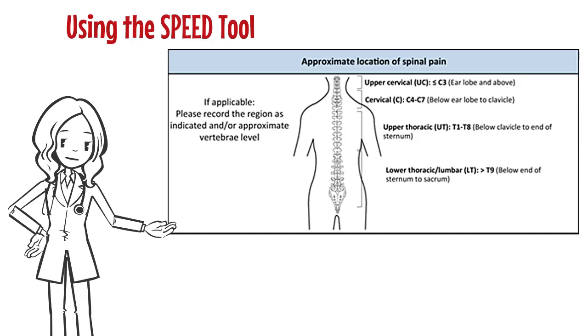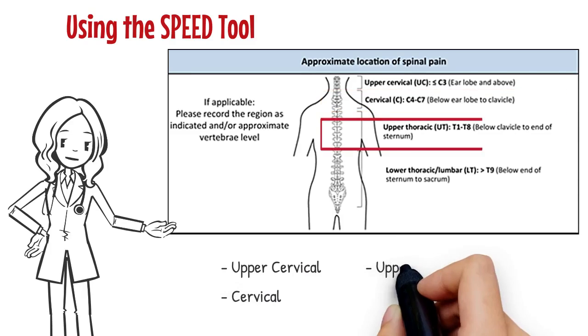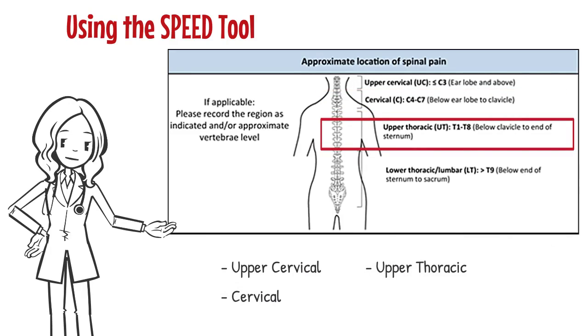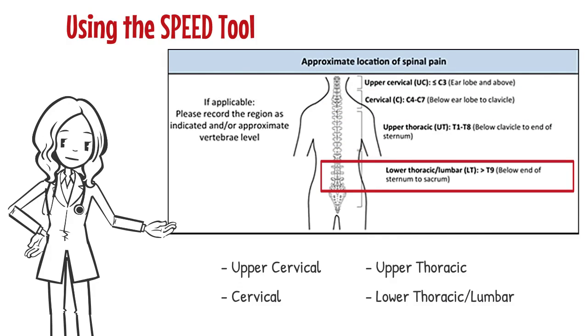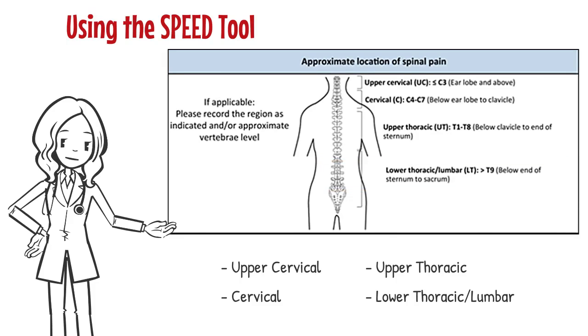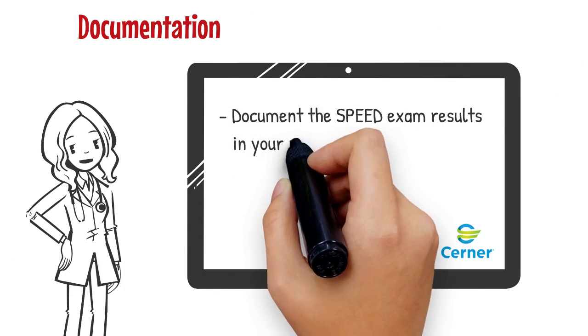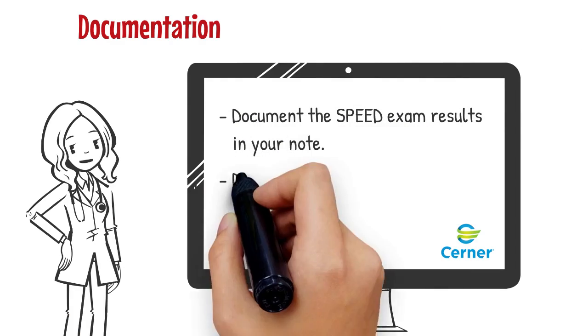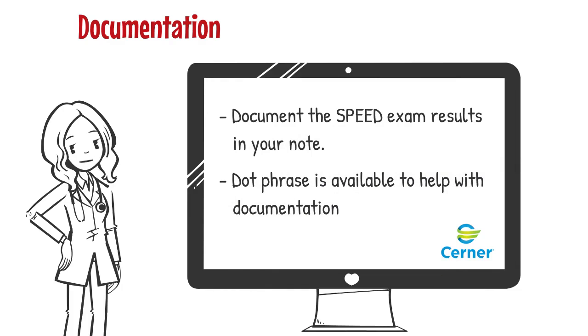a level of motor deficit: upper cervical, earlobe and above; cervical, below the earlobe to the clavicle; upper thoracic, below the clavicle to the end of the sternum; and lower thoracic and lumbar, below the lower end of the sternum to the sacrum. Make sure that you document the results of the SPEED exam in your note. A dot phrase is available to help you with this determination.